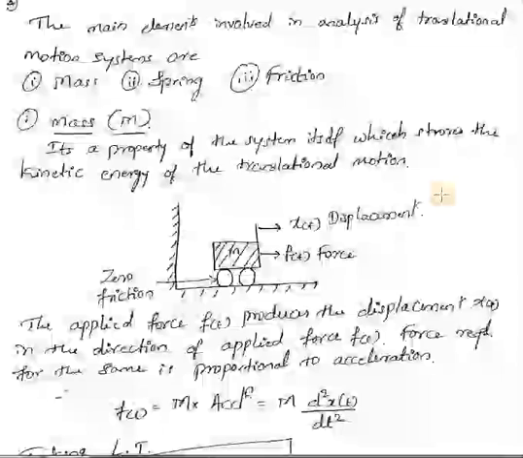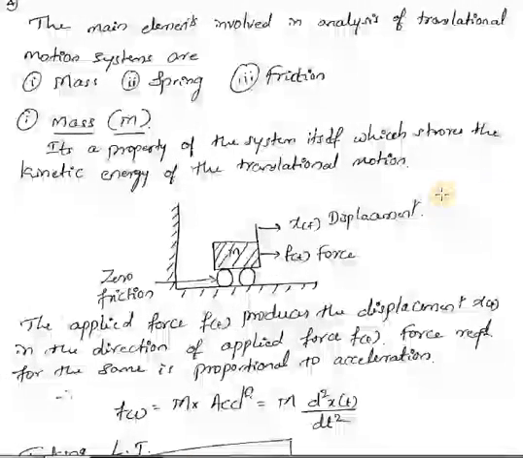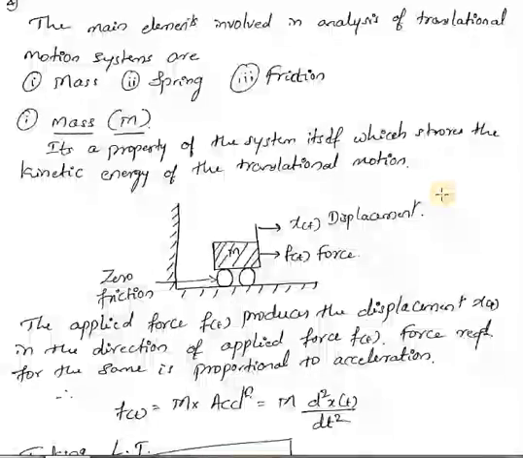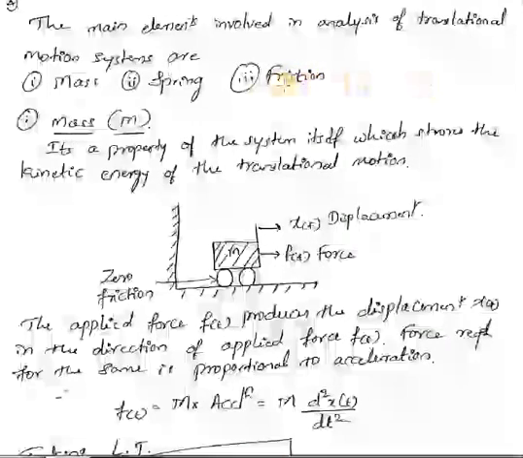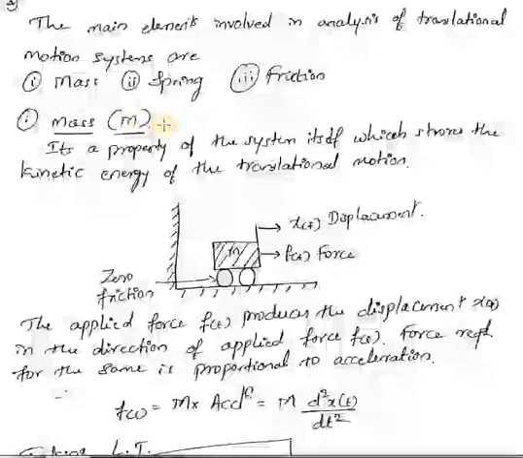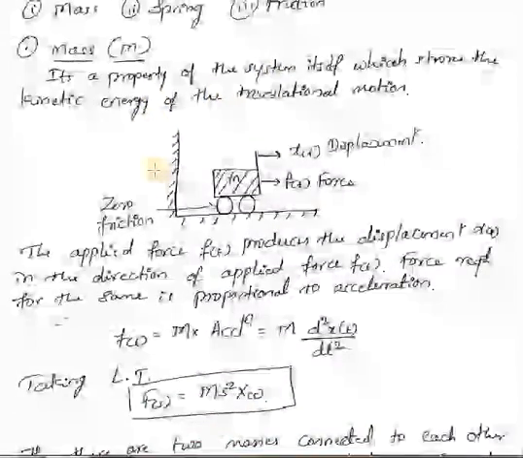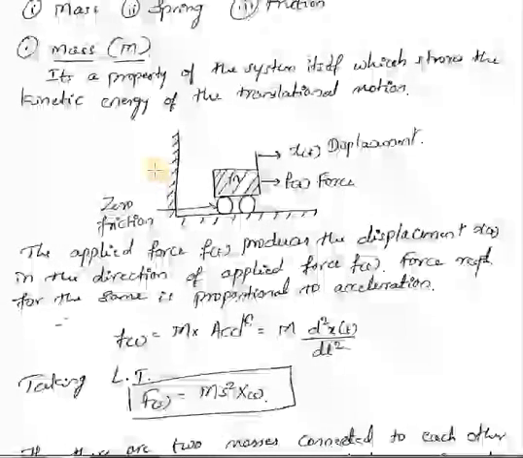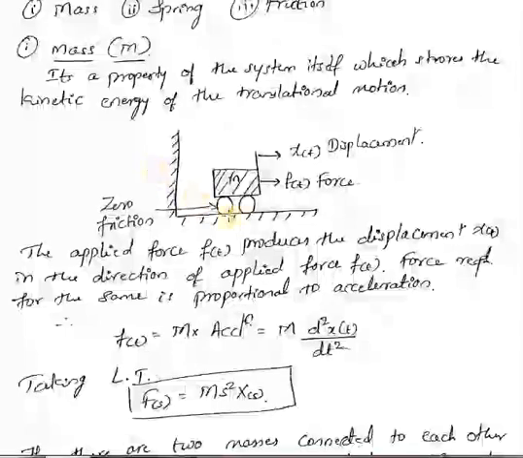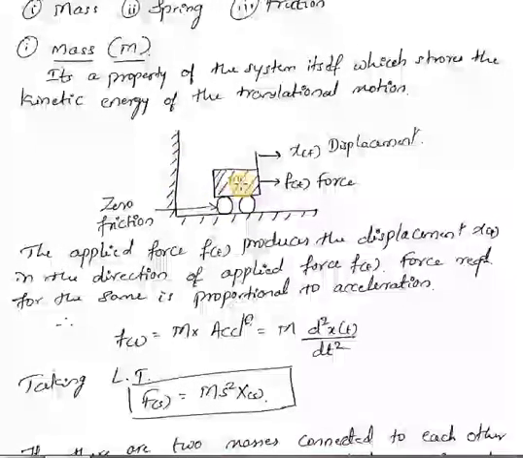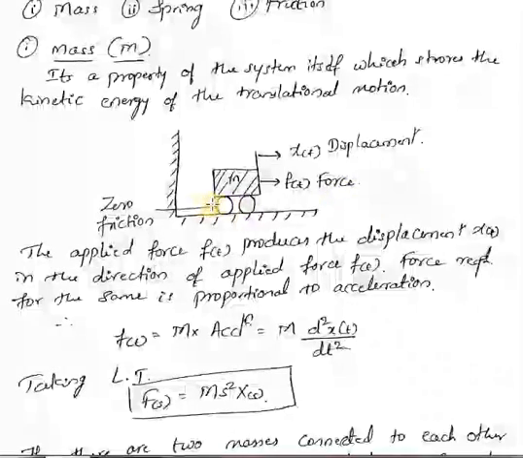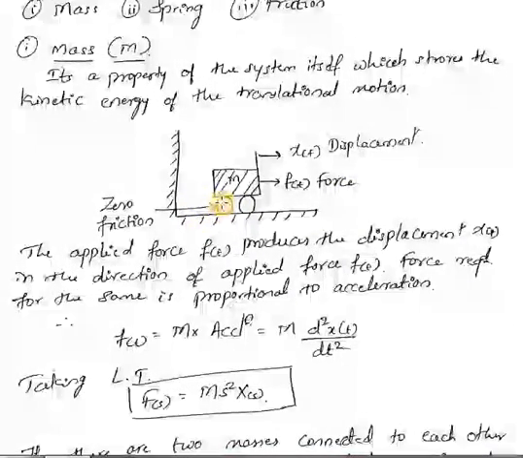Before starting with the actual problems, first we'll try to understand some of the components of a mechanical system having translatory motion. These are the three main elements involved in the analysis of translatory motion. The first one is mass, the second one is spring, and the third one is friction. Mass is a property of a system itself which stores the kinetic energy of the translatory motion. In this figure, m is the mass, f of t is the applied force, and x is the displacement occurring in the direction of the applied force. Here we are assuming zero friction.